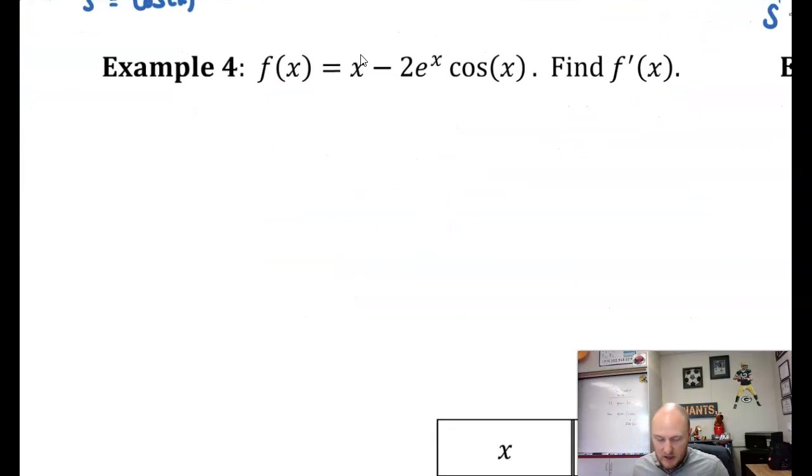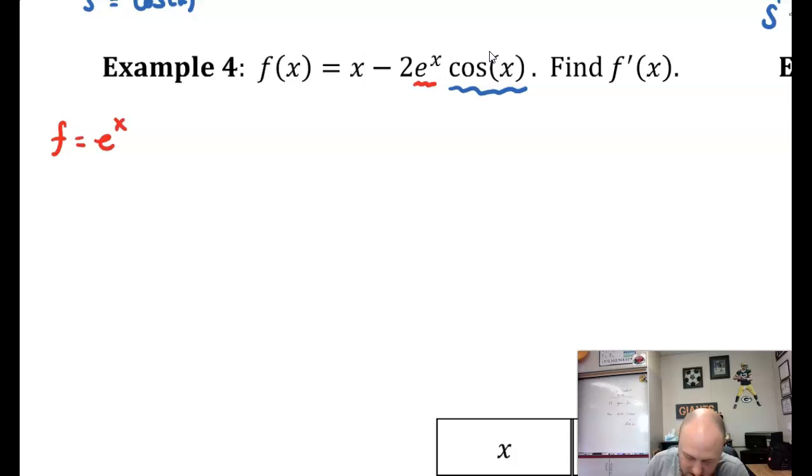All right, now let's give you multiple terms. So notice I have x minus 2e to the x cosine of x. I want you to see where product rule applies. e to the x times cosine of x. I have two functions multiplying each other. So the first function is e to the x, and the derivative of e to the x is e to the x. My second function is cosine of x, and the derivative of cosine of x is negative sine x.